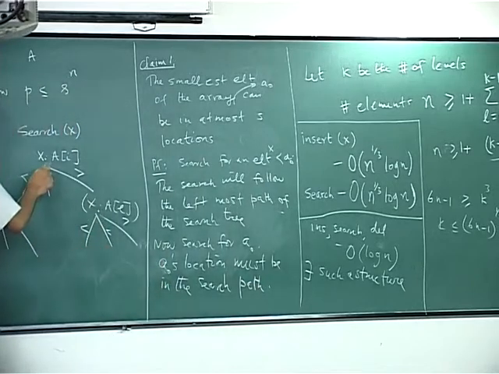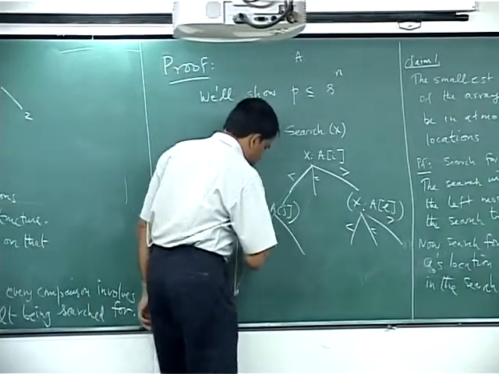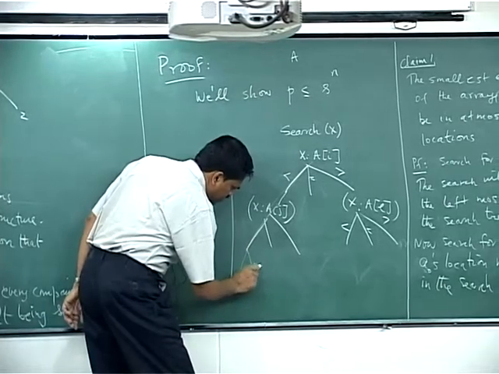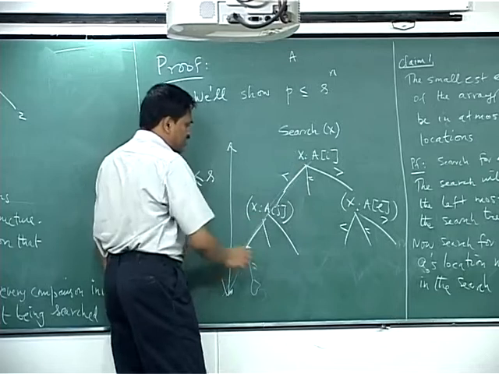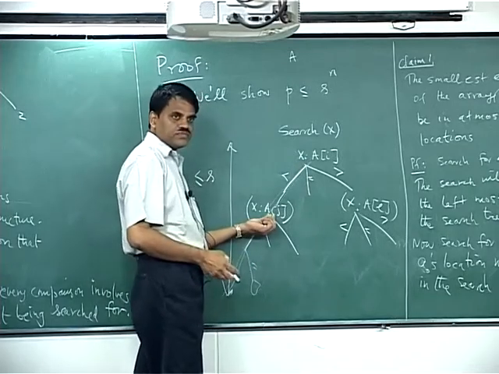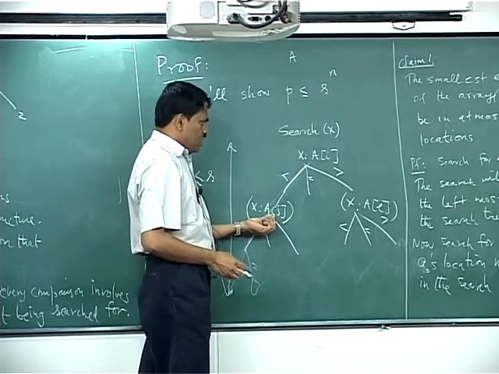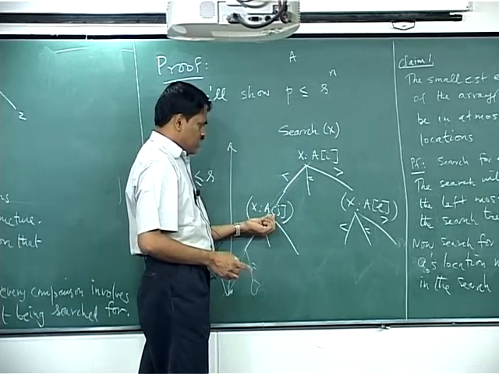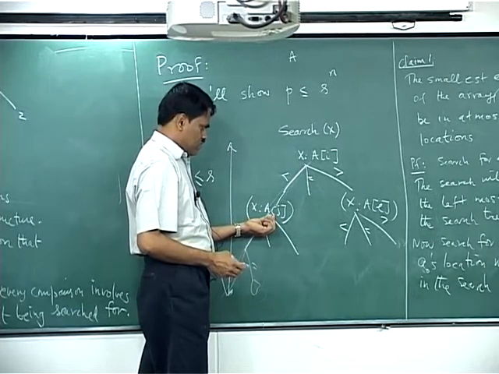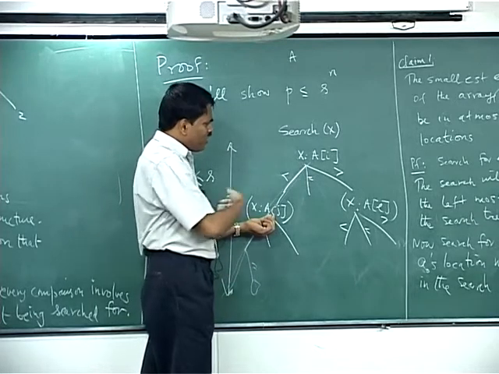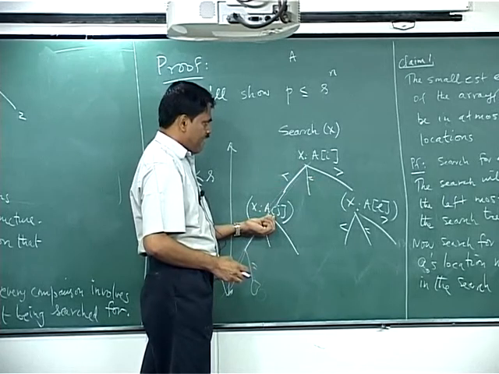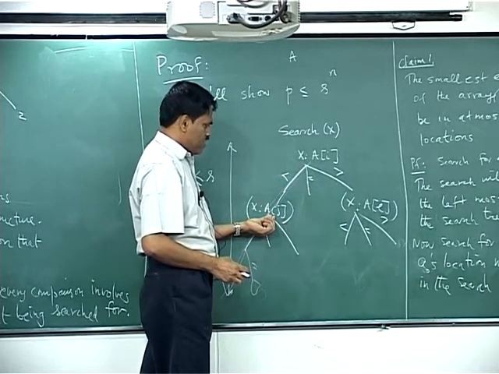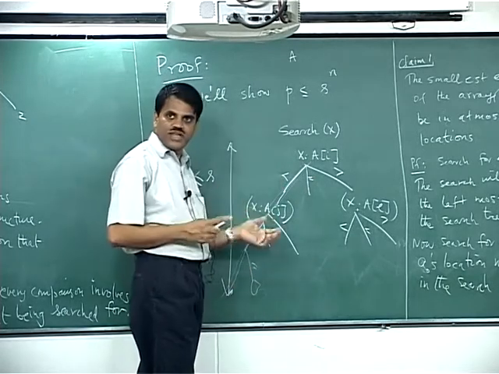Right. When I am doing some search, it will follow this path, and somewhere it is going to hit A naught and it will stop, equal to, and stop. So, in this leftmost path, I must have A naught in one location. And A naught cannot be anywhere else as well, right, because A naught is the smallest element.